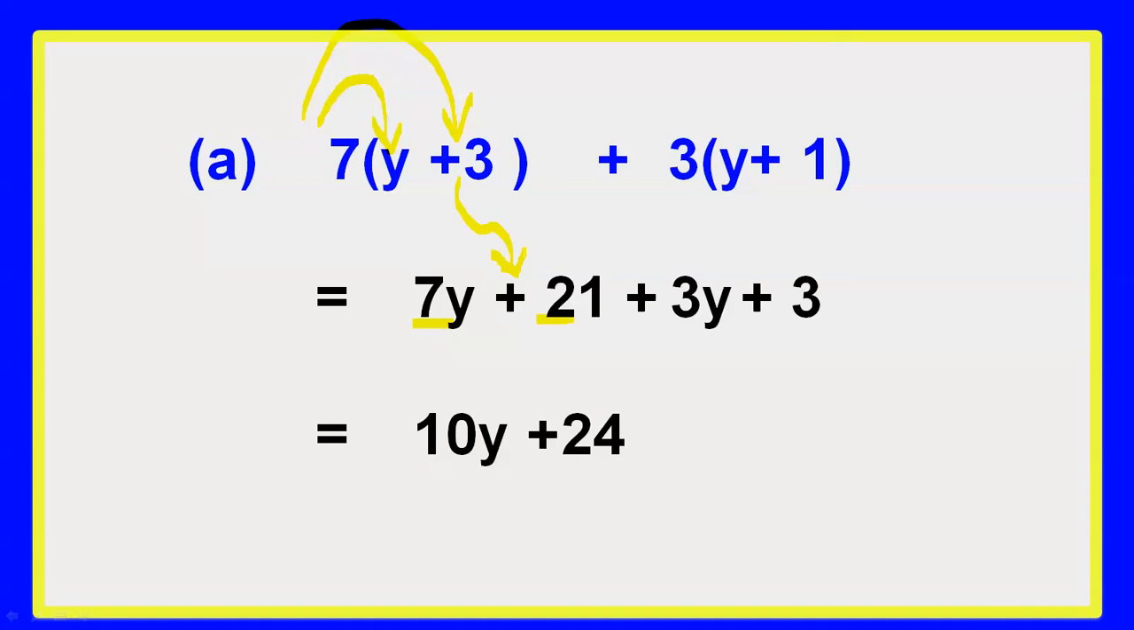Now what is happening here? 3 is knocking at the door of y plus 1. So when the door opens, it meets with y, and after that, it meets with 1. So what is happening there? 3y, the plus sign will be as it is, and 3 ones are 3. Wow. Now the bracket has been opened.